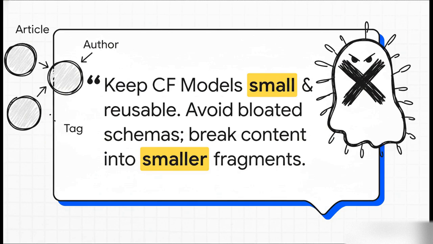Look, if you only take one single thing away from this whole explainer, please let it be this. Do not create a single monolithic article model that has 50 different fields. Just don't. Instead, create a small article model, a separate author model, and another tag model, and then just link them all together using fragment references. Trust me, this approach is way more flexible, it scales better, and it's going to be so much easier to manage in the long run.